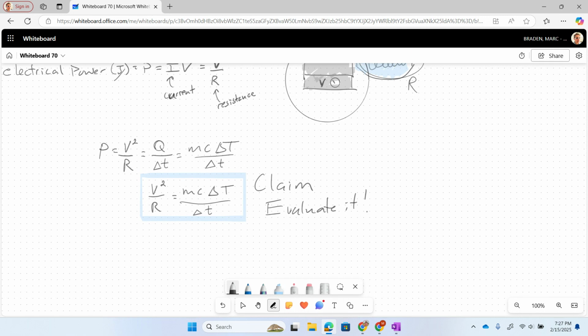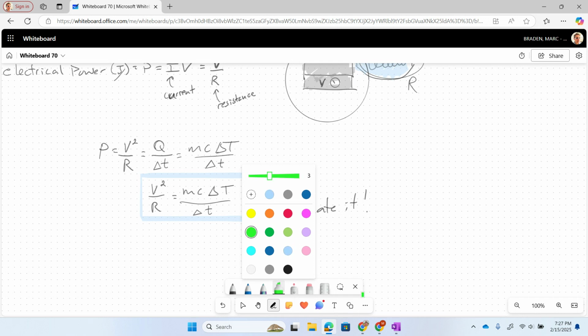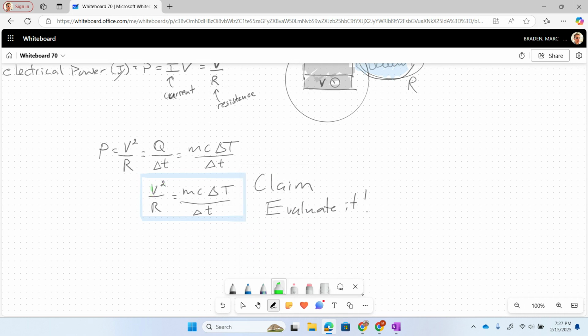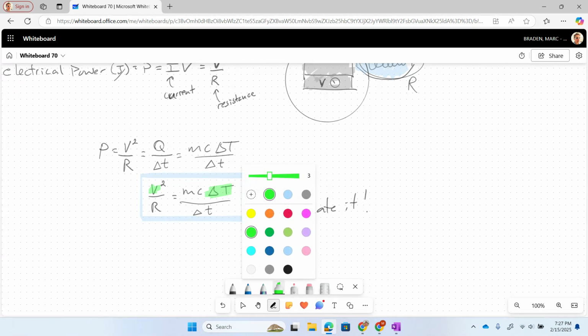Looking at the setup here, we've got this little dial, and that little dial can be changed, so we can change the voltage. That would definitely be a good variable to have. So we'll make this a variable, just V. What would be easy to measure? We could stick a thermometer in the water and measure the temperature change. So that could be the dependent variable, which would mean we'd have to keep everything else constant. We'd have the resistance being a constant, the mass of the water being a constant, the heat capacity of the water as a constant, and the time that we let it heat up the water would have to be a constant as well.